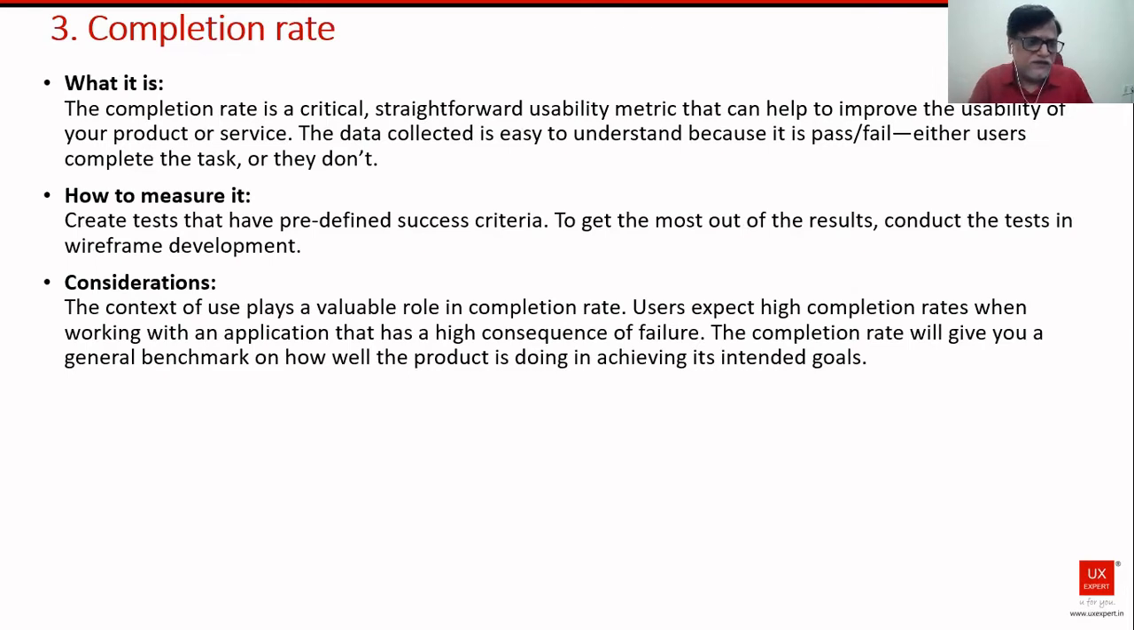Then, completion rate. Now what is this completion rate? The completion rate is a critical, straightforward usability metric that helps to improve the usability of your product or service. The data collected is easy to understand because it is pass or fail. Either the user completes the task or they don't. Suppose they initiate one activity, whether they complete it or not, whether they get stuck in some loop, whether they enter your system but don't know how to come out of it. So observe this.